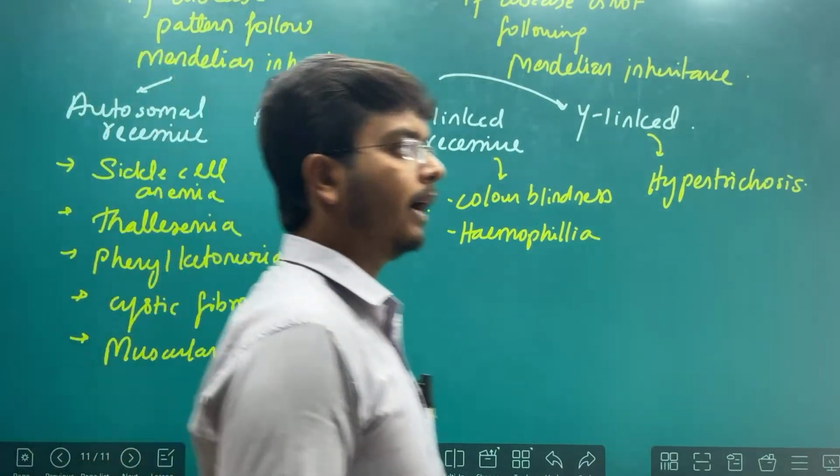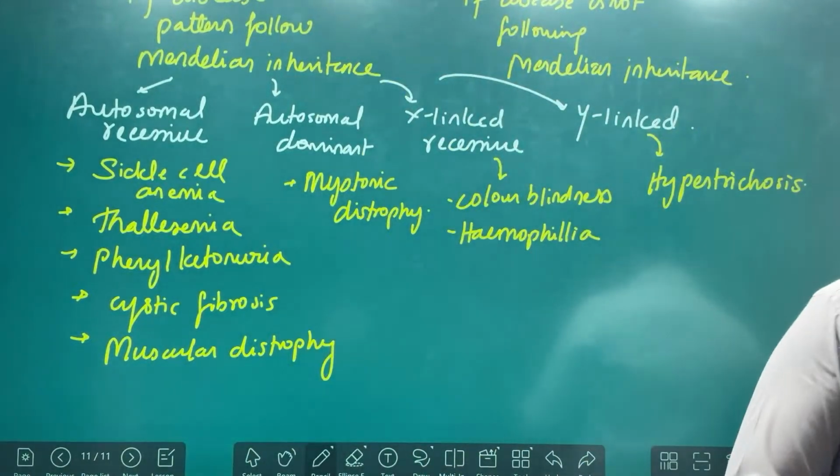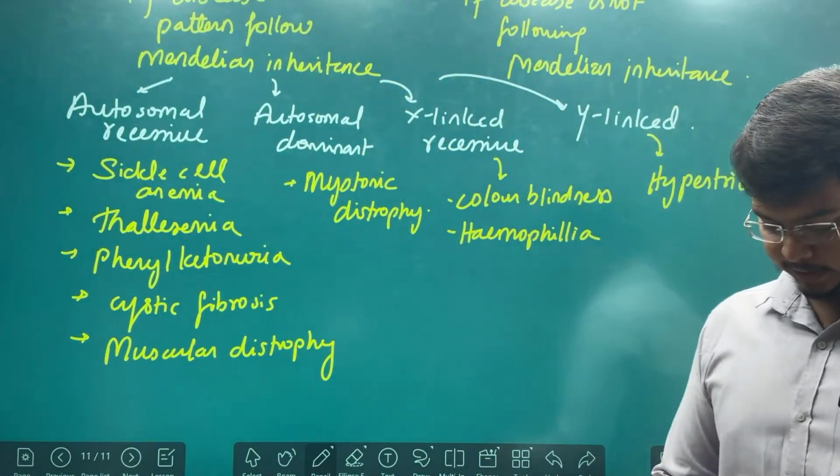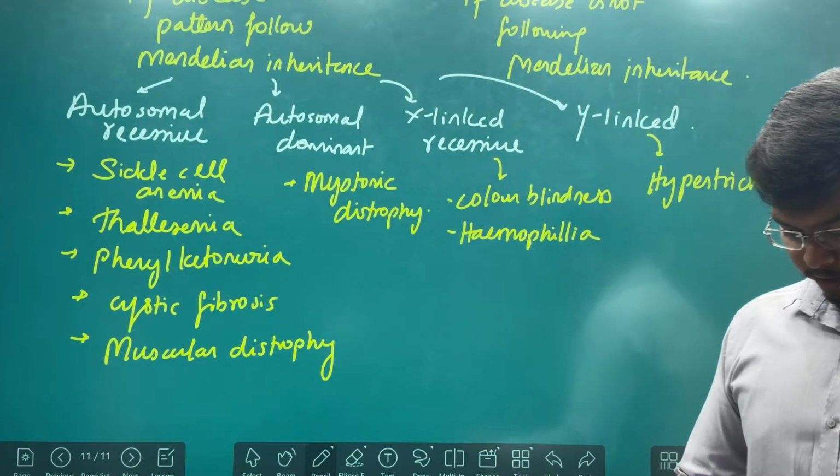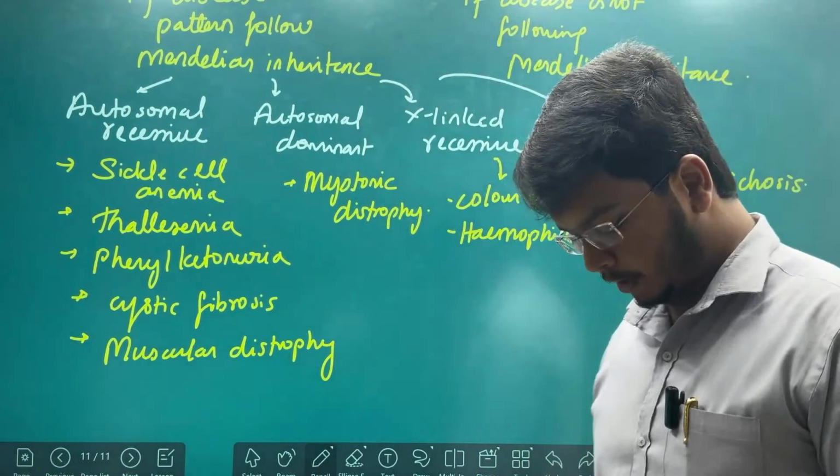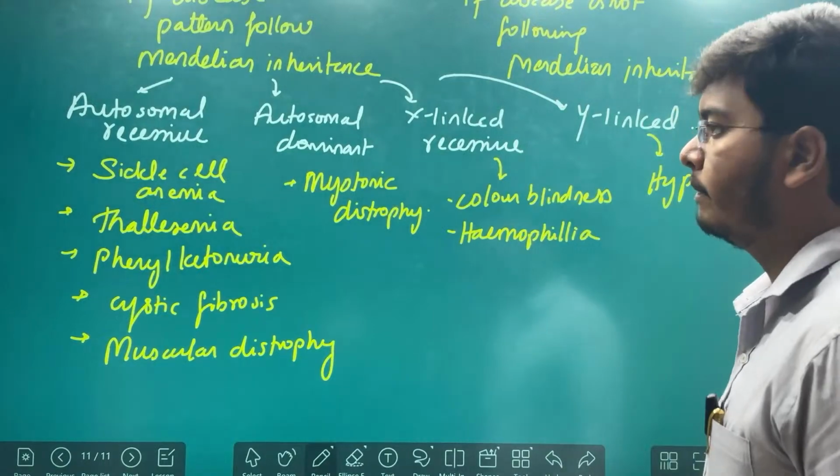In Mendelian disorders, different patterns, whether autosomal recessive, autosomal dominant, or X-linked recessive. So in Mendelian disorders, we can see different types of disorders, right?